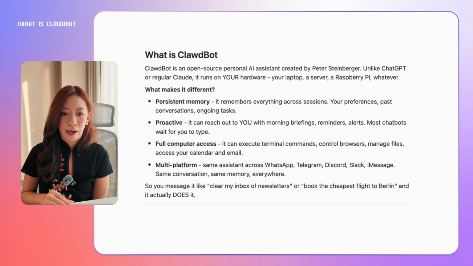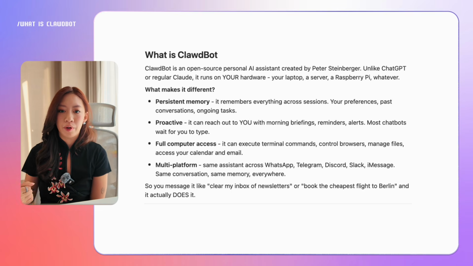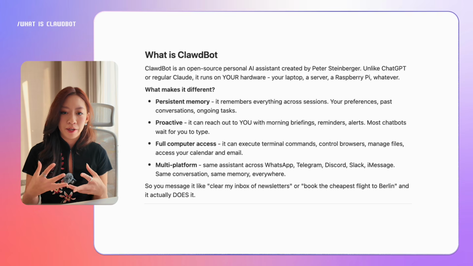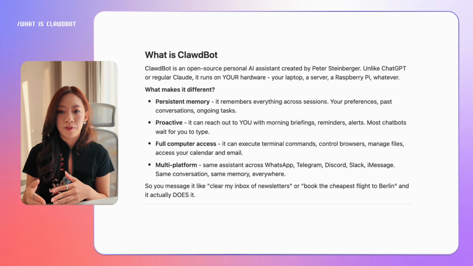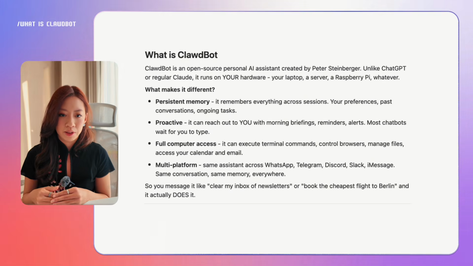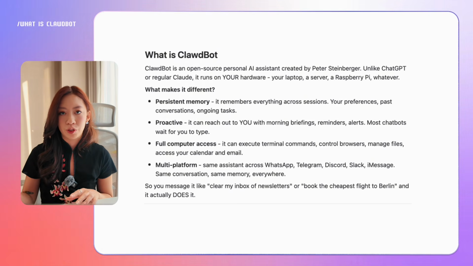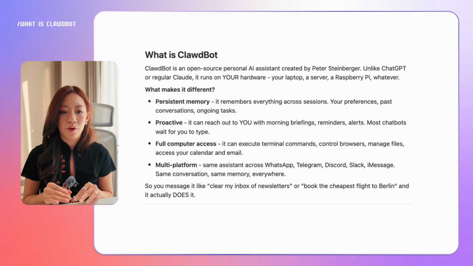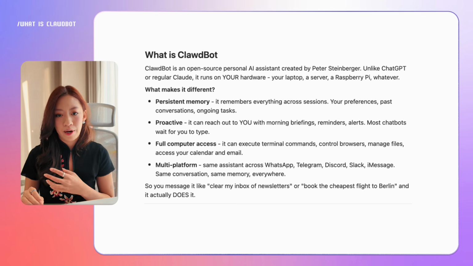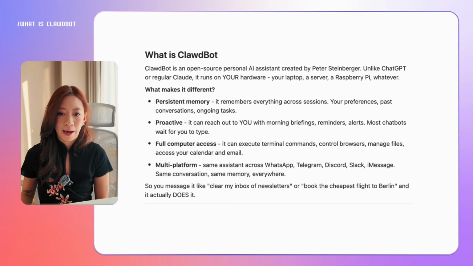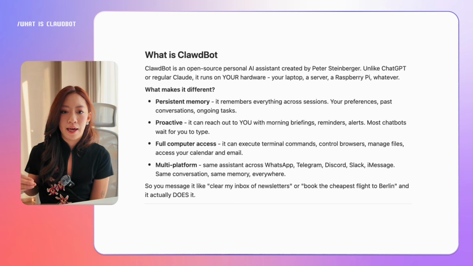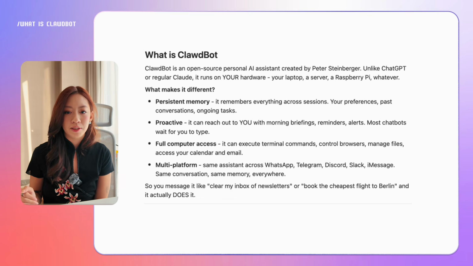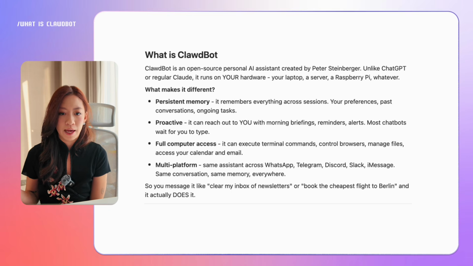It's also extremely proactive. It reaches out to you for morning briefings, if you've told the AI to remind you of something every morning. It also gives you alerts. Most chatbots would wait for you to type, but the difference is that it will actually be proactive and reach out to you if there's a task that you need to do. You're also giving Clawdbot your full computer access so it can execute terminal commands, control your browsers, manage files, and access your calendar and email.